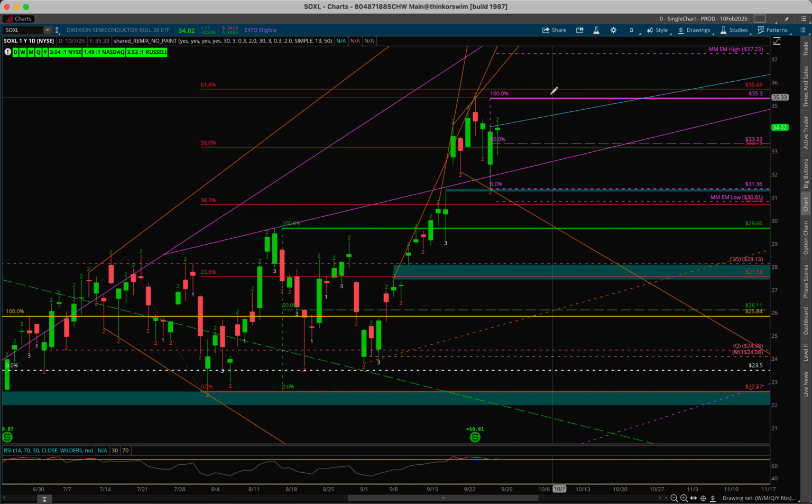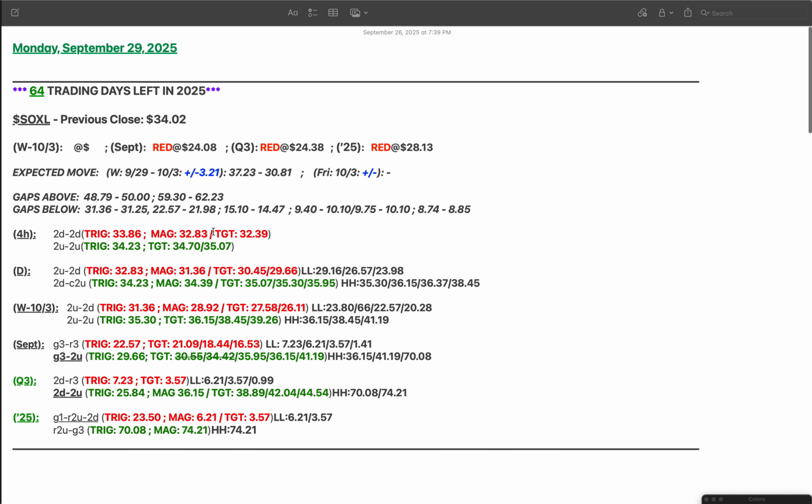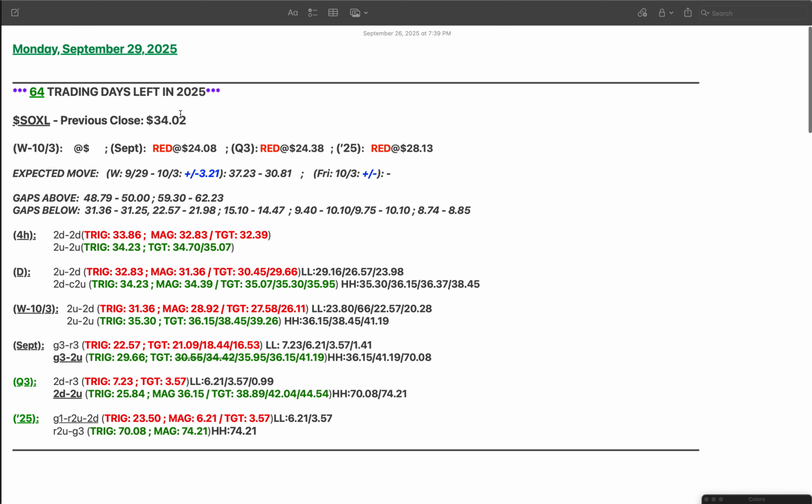Yeah. So just looking at it on paper, from pure numbers, right? This is for Monday, September 29th. There'll be 64 trading days left in the year. The close for Friday was 34.02. We don't know what the week flip will be yet since the week hasn't opened, but we know what the month, quarter, and year flips are. So those are the levels to flip the month, quarter, and year red. We know what the market maker's expected move is for the week, and we've got the range. We know what the gaps are above and below as well.